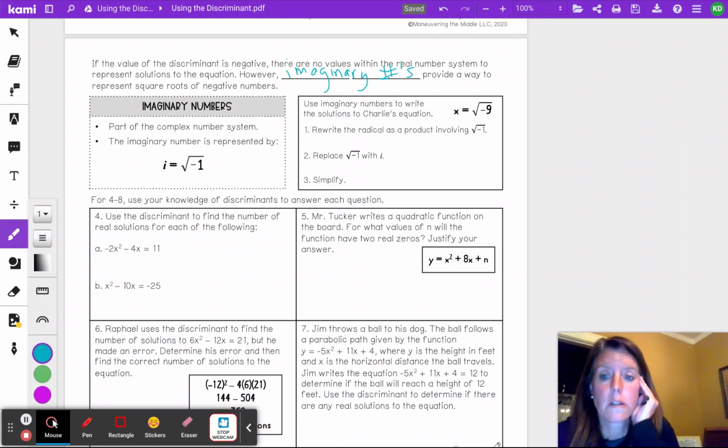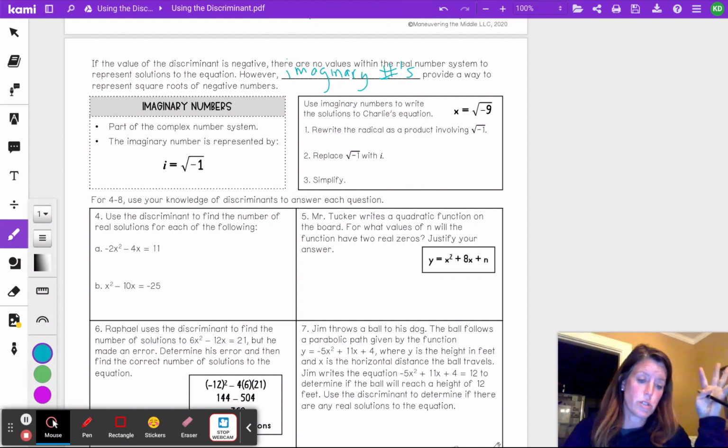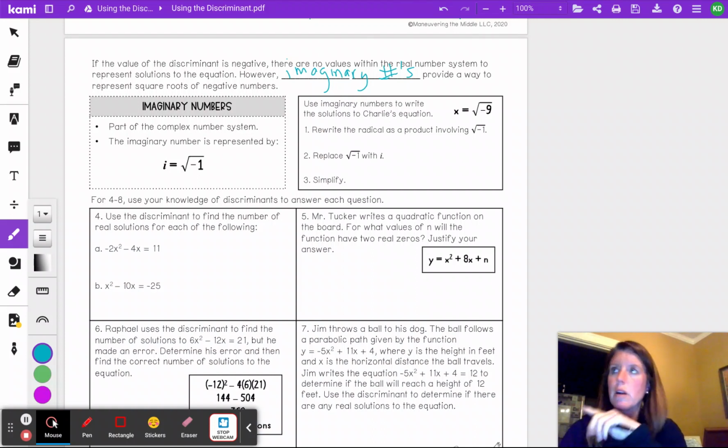Oh, I just hate this. So imaginary numbers are part of the complex number system. So we have our regular number system where we've got our integers, whole numbers, rational numbers, irrational numbers. I'm missing something. Whole, integer, real. No, it's under the real number system.